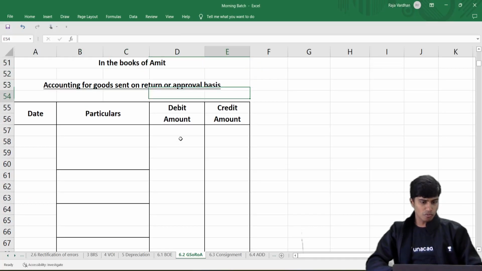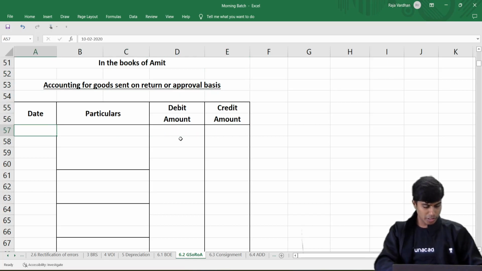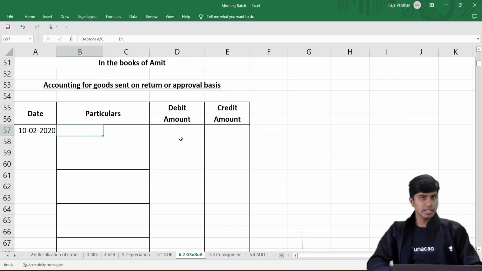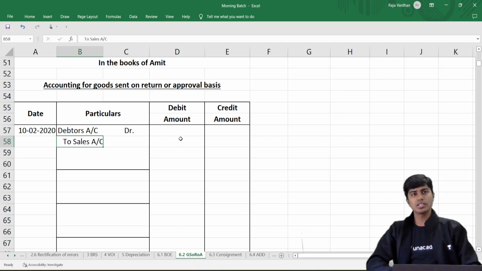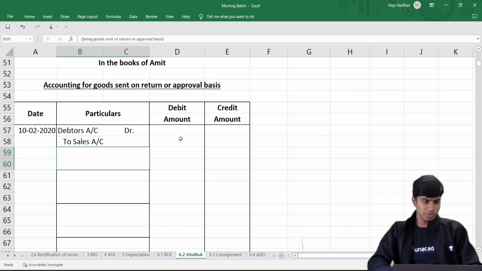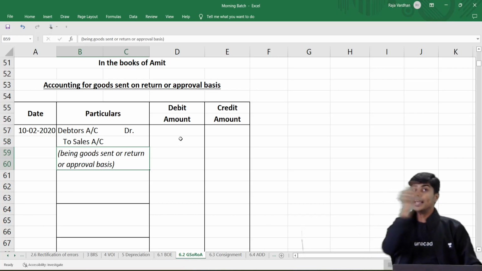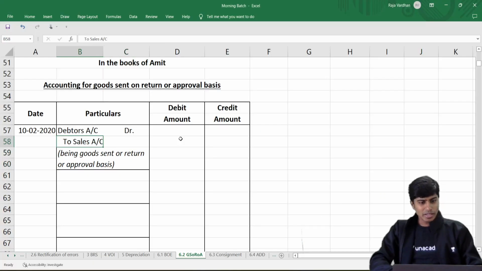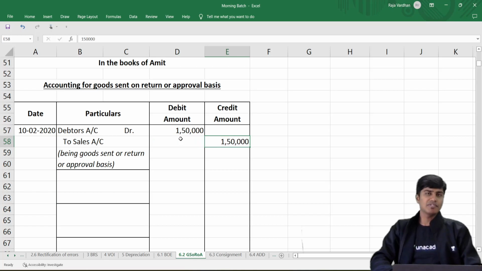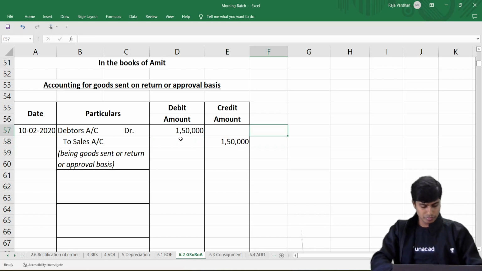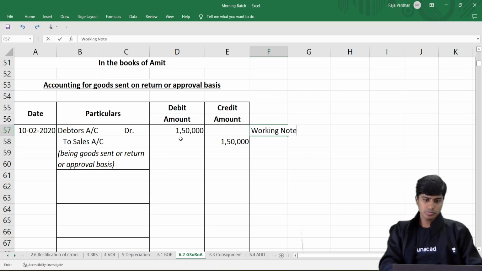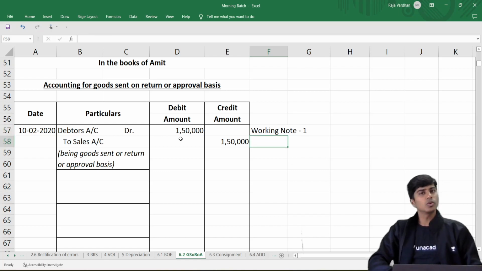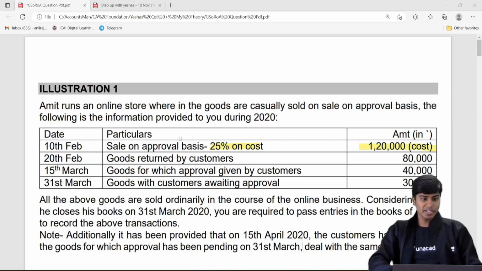So in the books of Amit, on the 10th of February, I would write a simple sale entry, debtors account debit to sales. We can in fact write it as trade receivables debit to sales as well. Being goods sent on return or approval basis, recorded as sale when it is sent, because Mr. Amit is optimistic. The amount is 1,50,000. Working note number 1 has the information as to the reason why it is so.